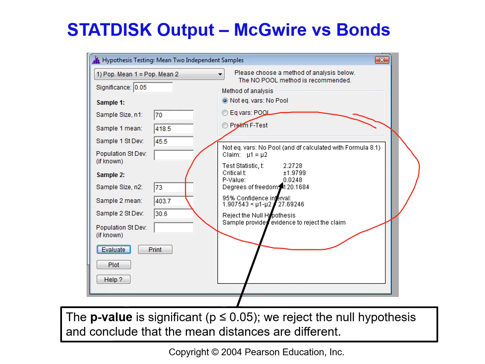It is very important to identify the test statistic, which is 2.27. This is the test statistic, and the most important result is the p-value. We have two approaches in making a decision on the null hypothesis: either compare the computed test statistic with the critical value, or directly look at the p-value and compare it with alpha, which is 0.05.